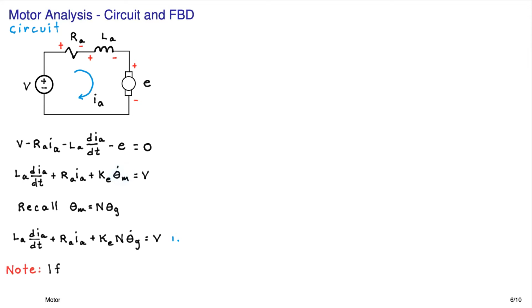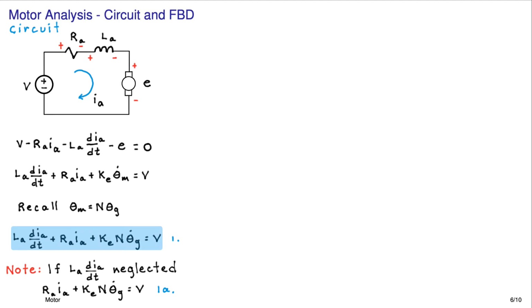Now one more thing, if that La dIa/dt term can be neglected, then this just becomes an algebraic equation in theta g dot. Now the conditions under which La dIa/dt can be neglected are a little bit subtle. It's easy to say, well, if La is very, very small, then maybe you could neglect that term. But really it comes down to how interested you are in the dynamics associated with that term. And what I mean by that is that this Ia differential equation can have some extremely fast dynamics. And if you're not interested in those and you want to neglect them, then the way to do it is to just remove that La dIa/dt term.